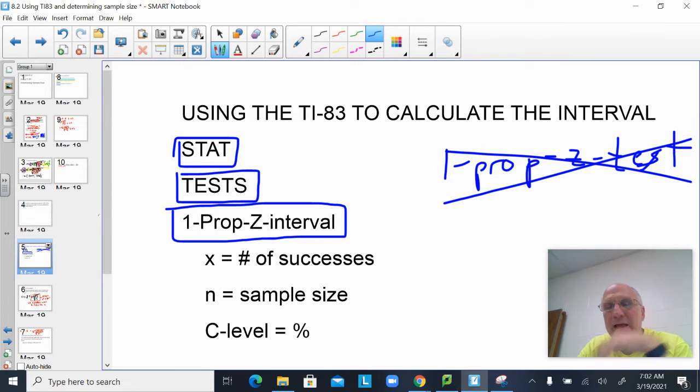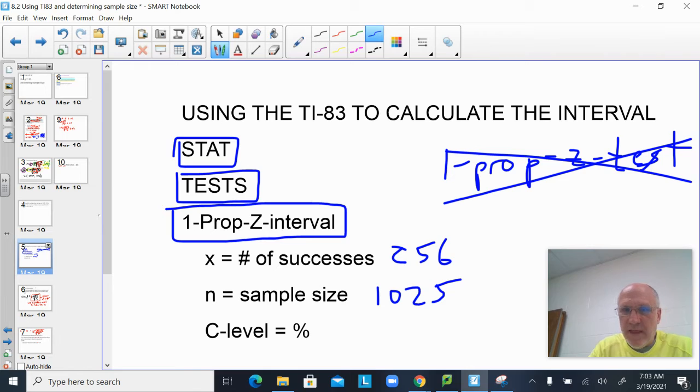I think most of you have the same operating system on the calculator as I do. It'll ask for X and N and the confidence level. If your format looks different, let me know, and I can help you figure it out. X is how many were successfully satisfied. In this case, that was 256. The N is the sample size, 1025. And the confidence level was 0.9, 90%. So you'd have to enter those three.